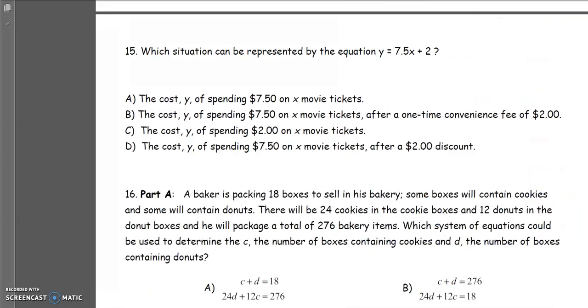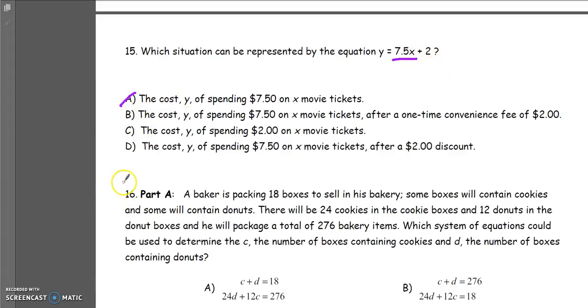Number 15 says, which situation can be represented by the equation Y equals 7.5x plus 2? So let's just look at our answer choices and see if we can eliminate. A says the cost Y of spending $7.50 on movie tickets. Well, that kind of makes sense that we'd spend $7.50 on movie tickets if X is the number of movie tickets. But then it doesn't talk anything about the 2, so A is not it.